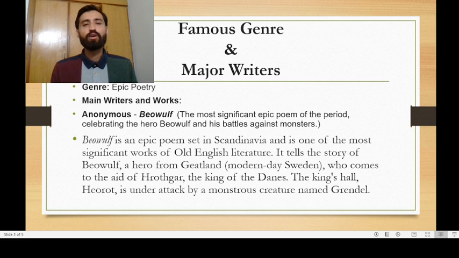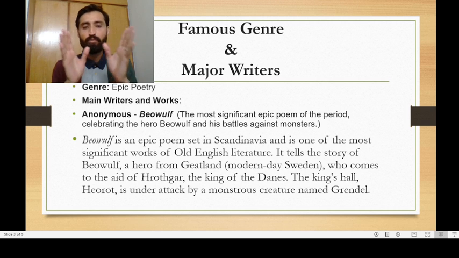Now let's talk about the famous genre and major writers. The famous genre when it comes to the Anglo-Saxon period is epic poetry, in which there are some prominent writers and works we need to know. The first one is Beowulf. Beowulf is a famous work, but the writer is anonymous, meaning it's not known. It's the most significant epic poem of the period, celebrating the hero Beowulf and his battles against monsters.